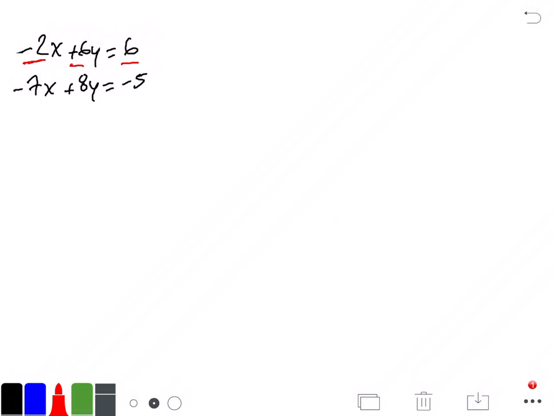Can -2 divide into 6 and give me an even number, or a whole number rather? Yeah, 6 divided by -2 is -3, and also the 6 over here, 6 divided by -2 is -3. So this is what I'm going to solve for. I'm going to solve my top equation for x.